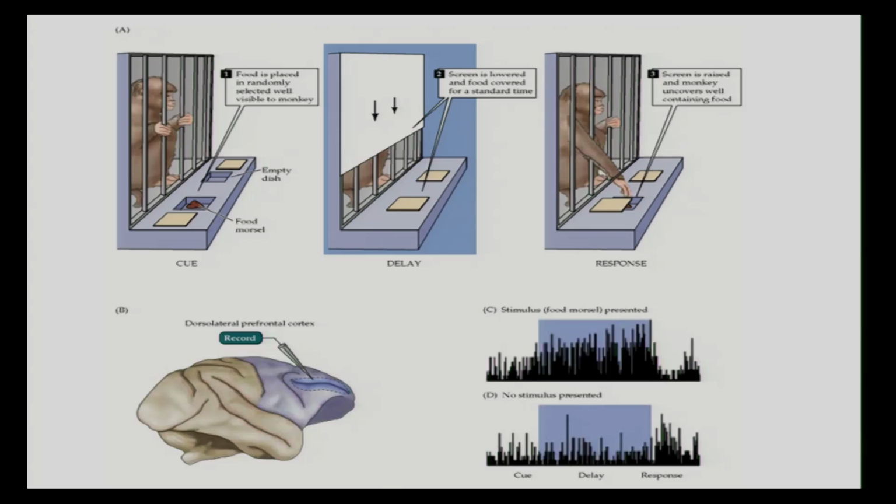This contrasts with the delayed response task where there's lots and lots of interference. Animals cannot use relative familiarity of these two different boxes to be able to solve the task. They have to use their working memory. Okay? So that's one of the points that I wanted to emphasize.